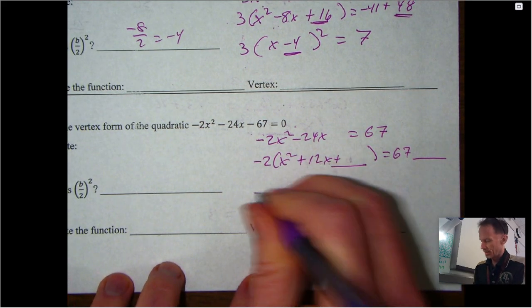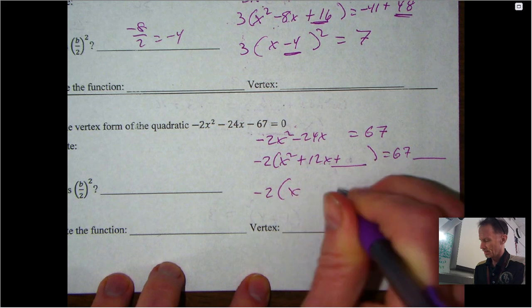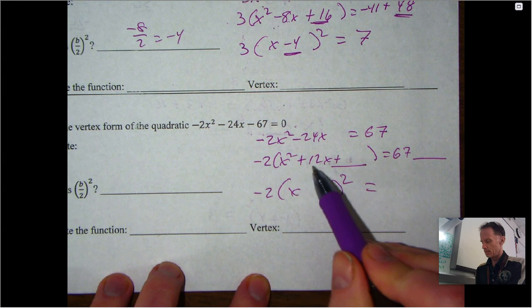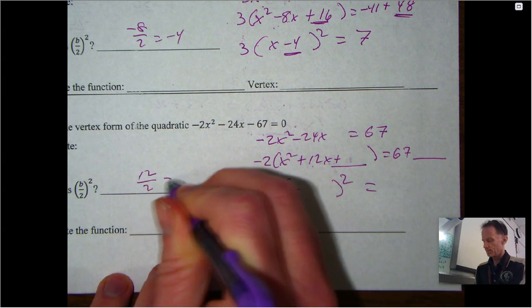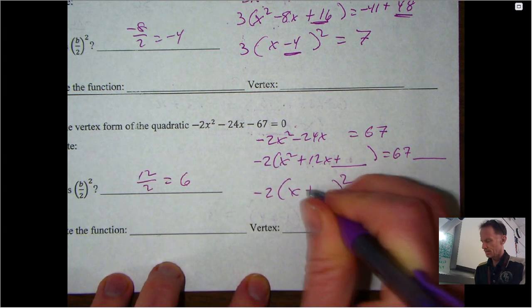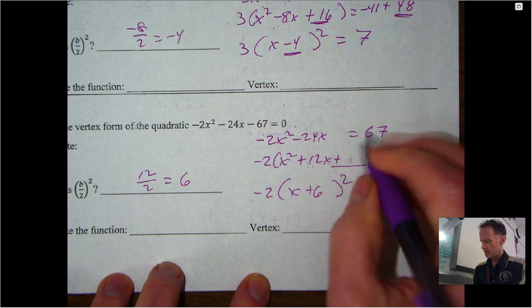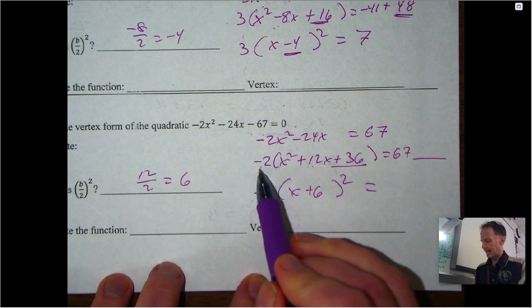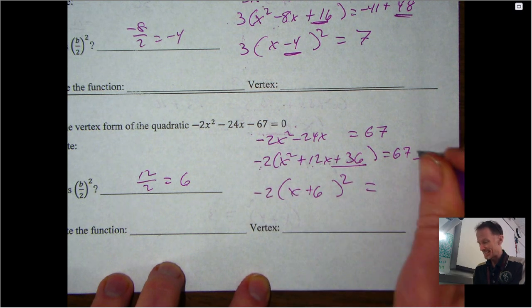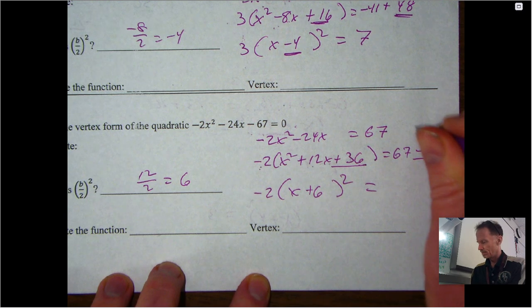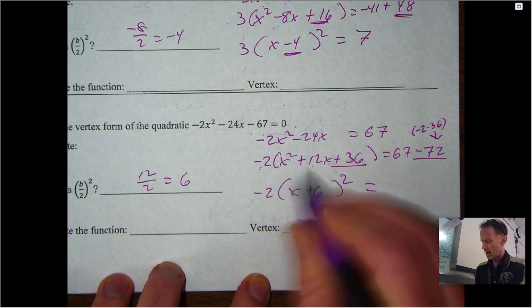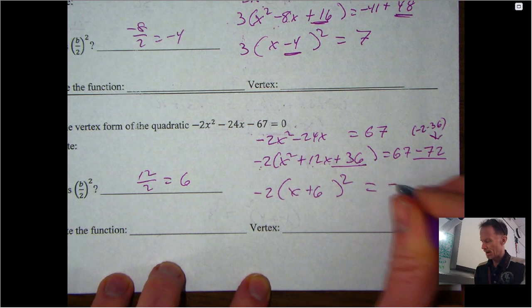And I want it to look like something squared equals whatever. So again, b over 2 in this case is 6. I'm going to add 36. But this time, notice it's negative 2 times 36, which is minus 72. And clean that up. So your final answer would be negative 2 times x plus 6 squared minus 5.